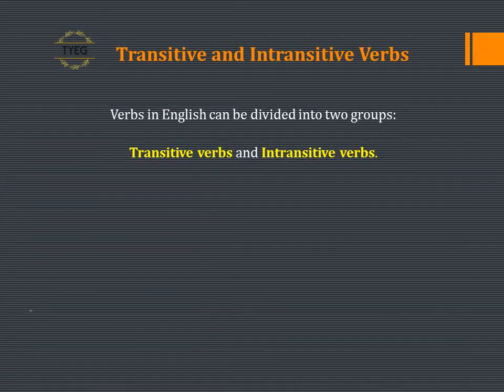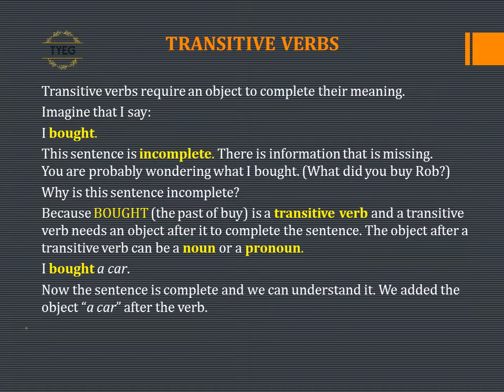Transitive and intransitive verbs. Verbs in English can be divided into two groups, transitive verbs and intransitive verbs. Transitive verbs. Transitive verbs require an object to complete their meaning.